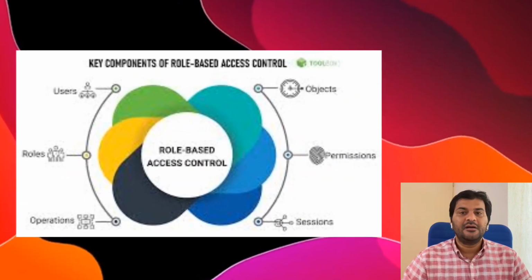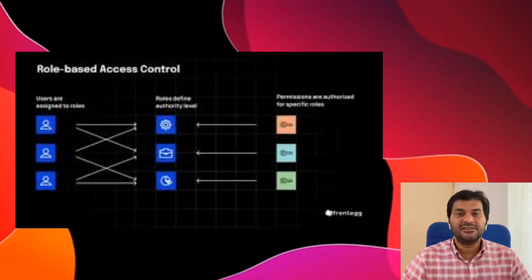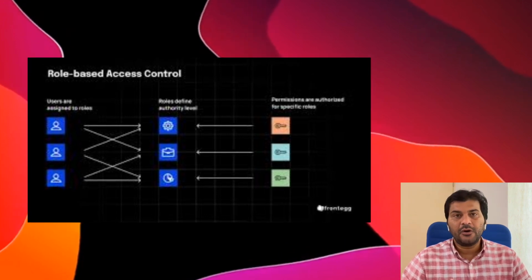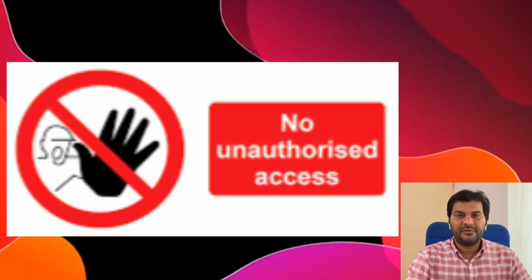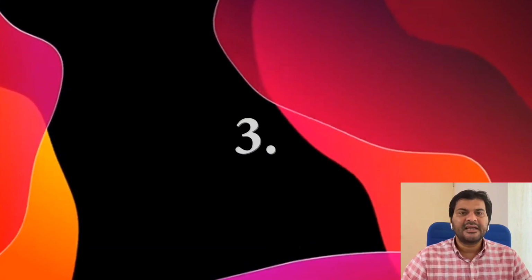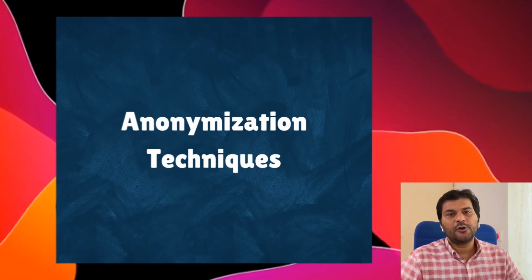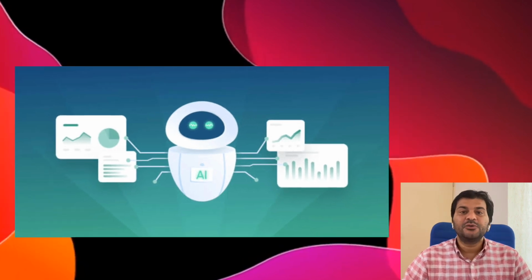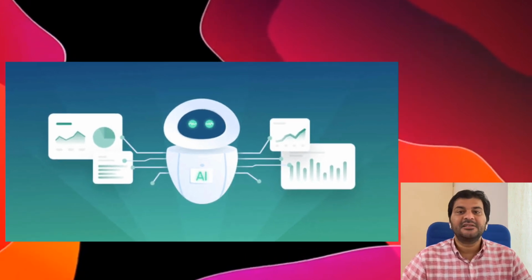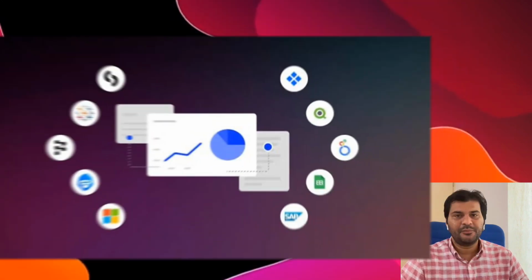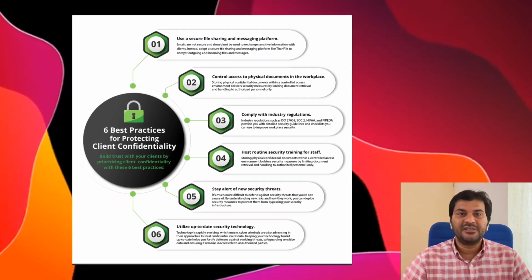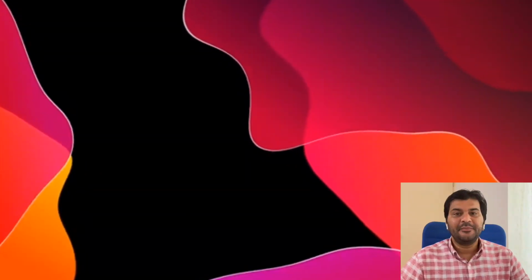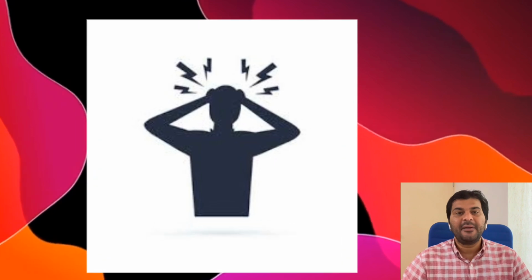Also, when users change roles or leave organizations, these roles are audited and checked, so that they prevent unauthorized access to sensitive information. The third strategy is the anonymization technique. When AI systems are used for data analysis, consider using anonymization techniques to protect individual privacy. Anonymization involves stripping away the personally identifiable information from the data sets, which makes it difficult to trace data back to the individual users.